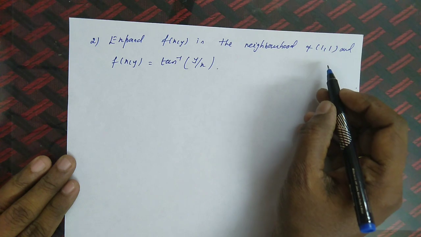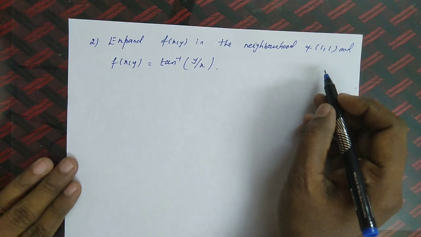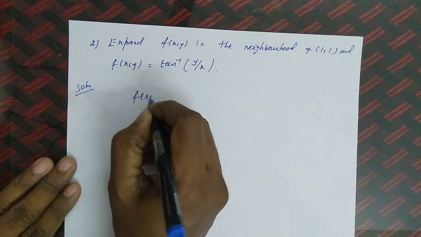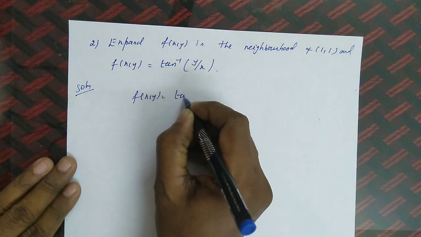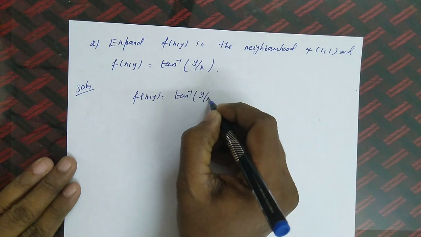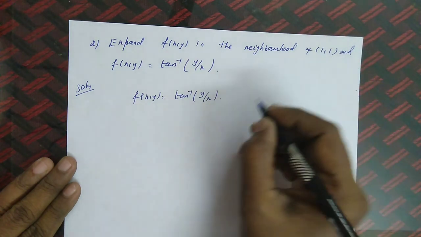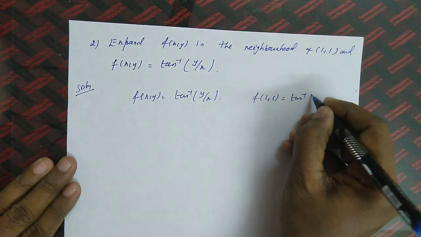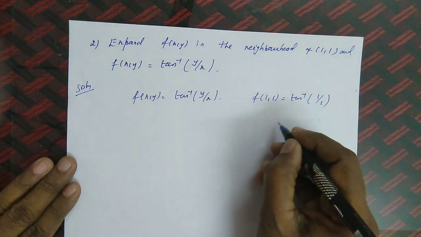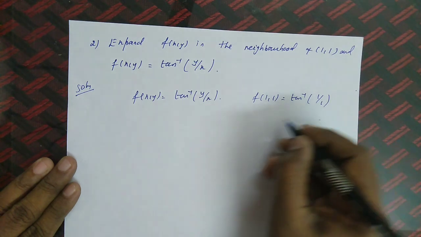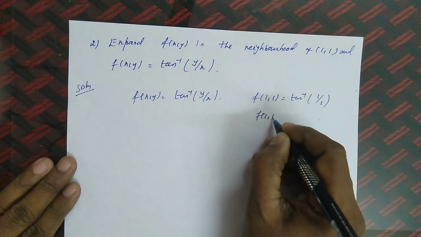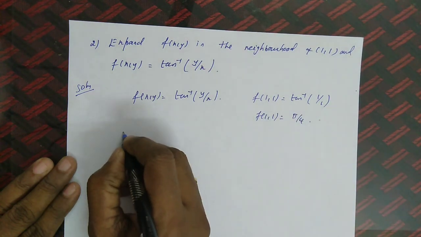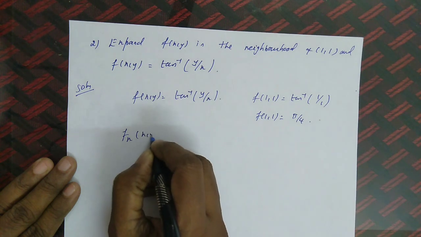So, we are going to use equation 1, that is Taylor series. First we will take the given one. Given f of x comma y equal to tan inverse of y by x. Point is 1 comma 1. So, we will find f of 1 comma 1. That means y is also 1 and x is also 1. f of 1 comma 1 equals tan inverse 1, which is pi by 4.